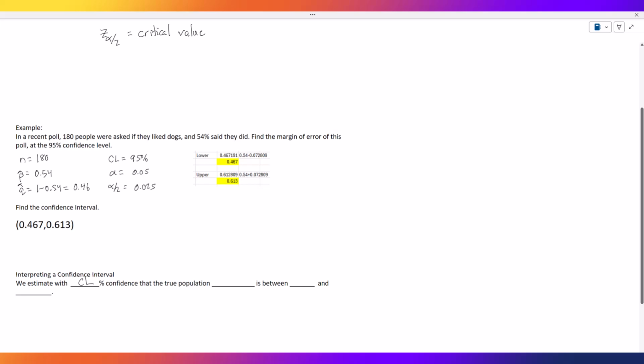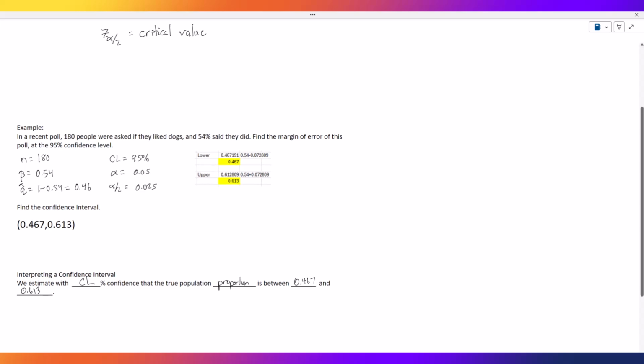Okay, there's a confidence that the true population, in this case, this is a proportion. This won't always stay the same. It will for proportions. But it's between here, the lower bound, 0.467, and the upper bound, 0.613. And I guess I filled out almost everything here except for the 95% confidence. So maybe I should just put that there.